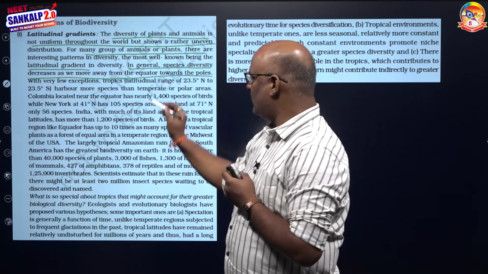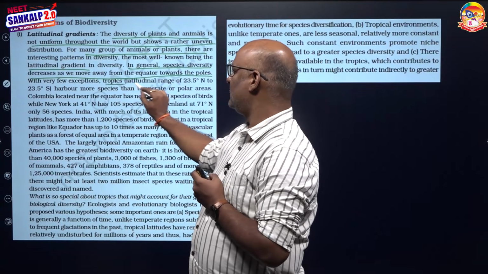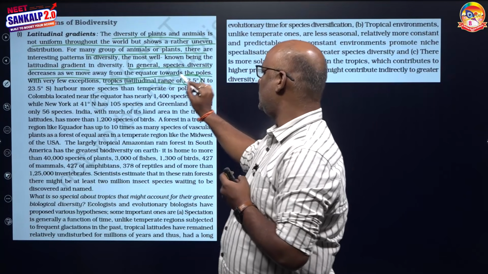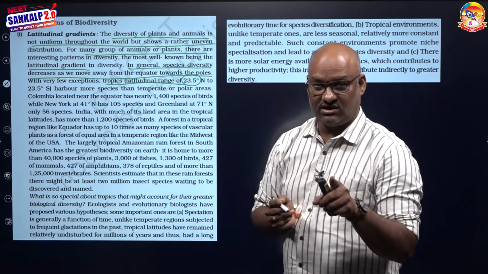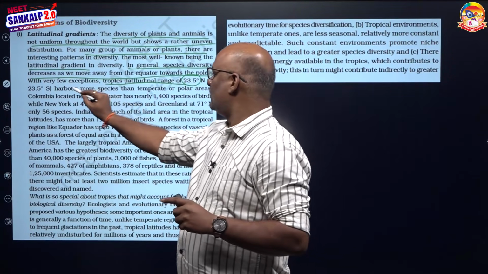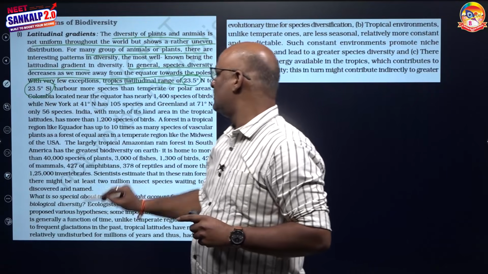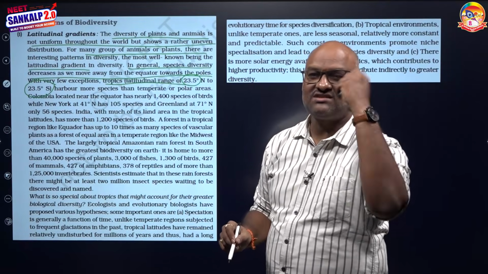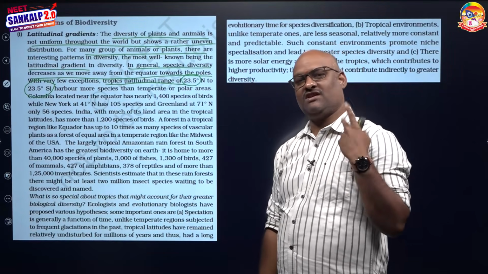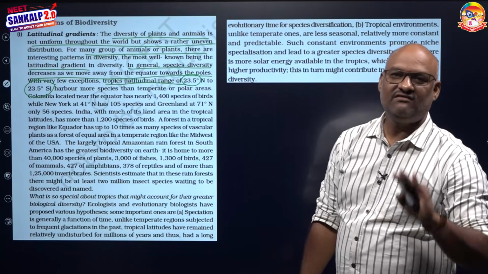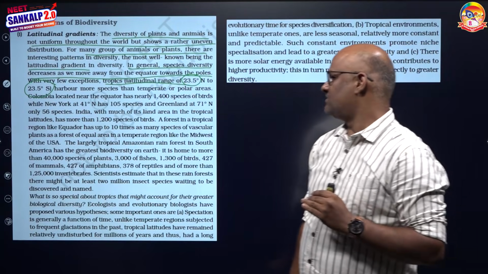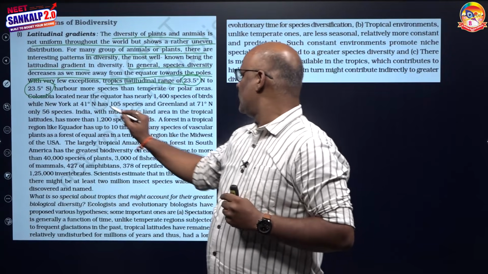With very few exceptions, the tropics, with a latitudinal range of 23.5 degrees north to 23.5 degrees south, harbor more species when compared with the temperates. Tropics will have more species, temperates will have fewer species. Now let us see that.